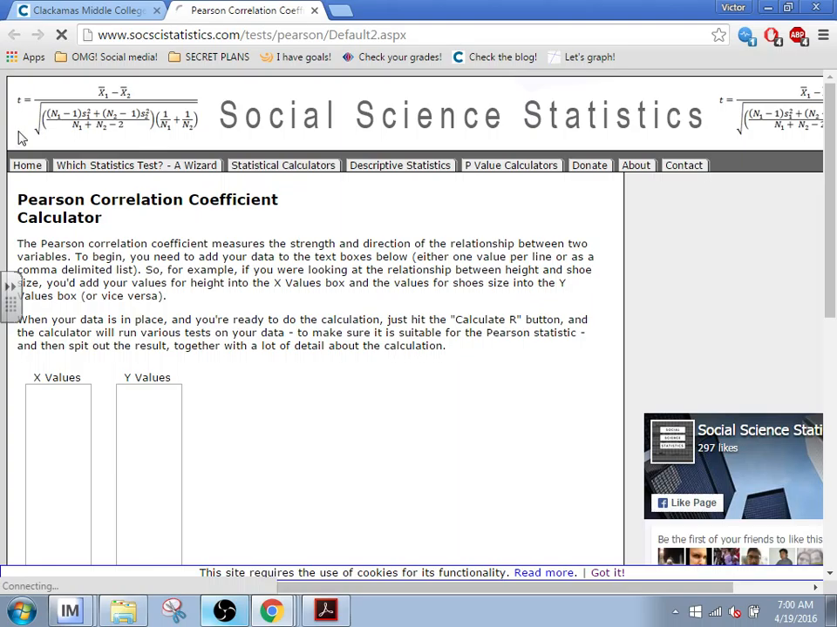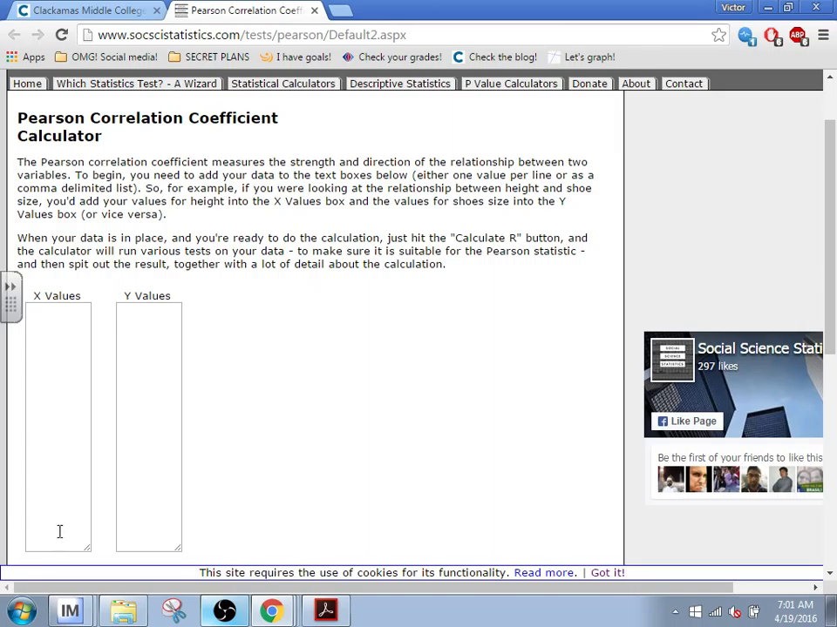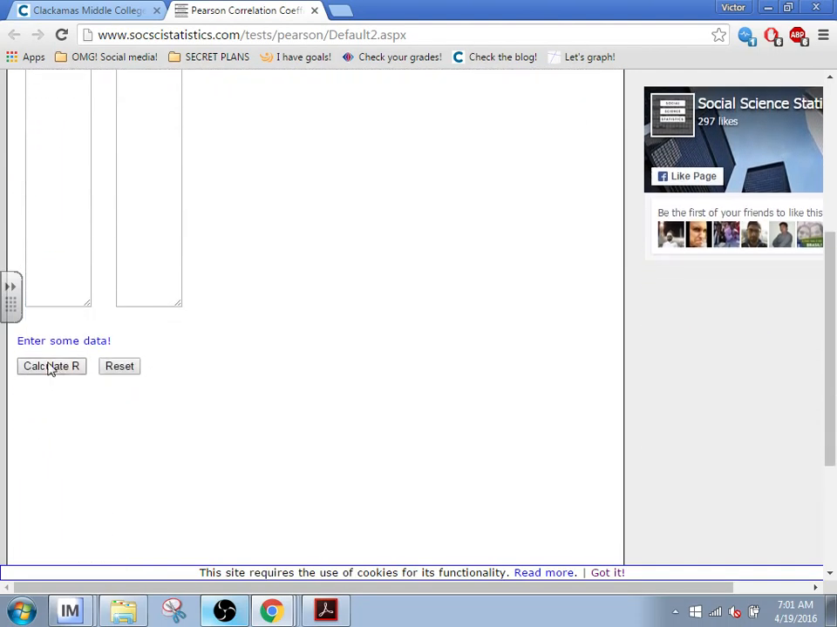You see this crazy equation right here? This is actually the equation we're using. Now, I'm not going to teach you guys all of it. I'm not sure I know all of it. It's been too long since I've taken a stats class. But this calculator allows us to do exactly what we want to do. It's going to give us that R value. It says calculate R button, and that's all the way down here.